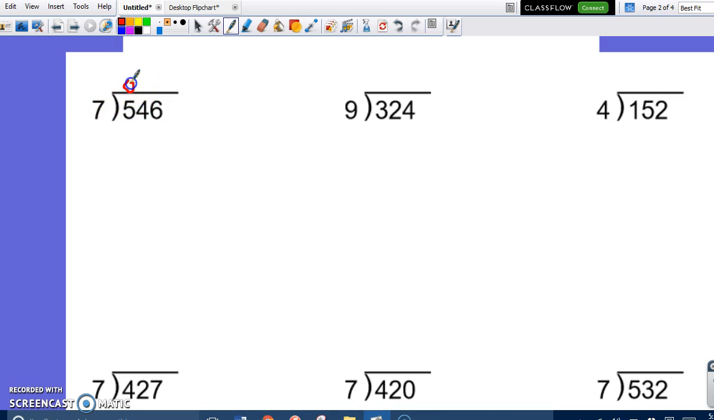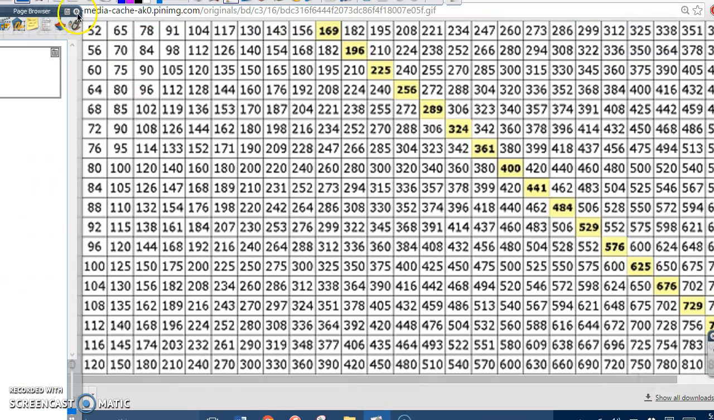I like to use zeros for my place value. Again, excuse the writing. It's very hard to do this with a mouse, but videos work. You guys understand. So now I can look at 7 goes into 54. How many times will 7 go into 54? So again, you don't have to look at the entire 546. Just look at 54. This is much easier to look at under your multiplication chart.